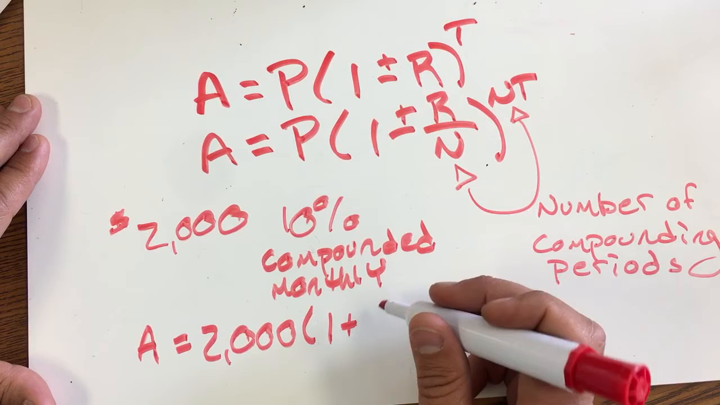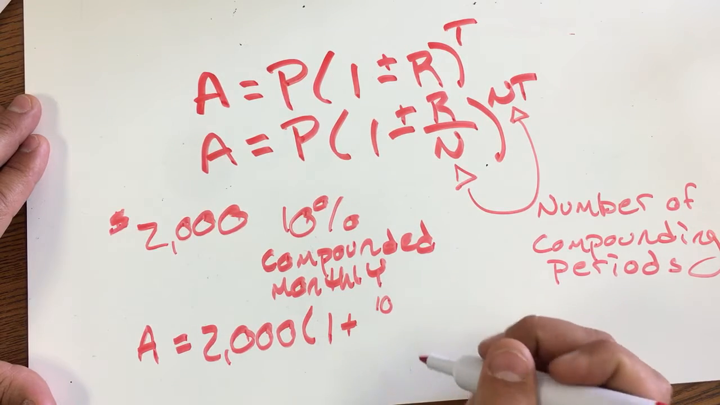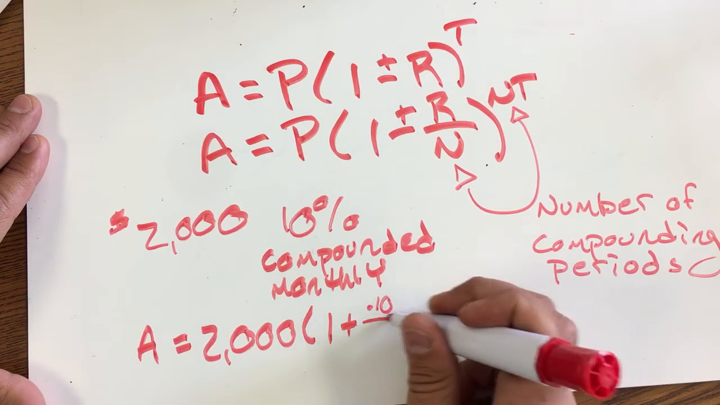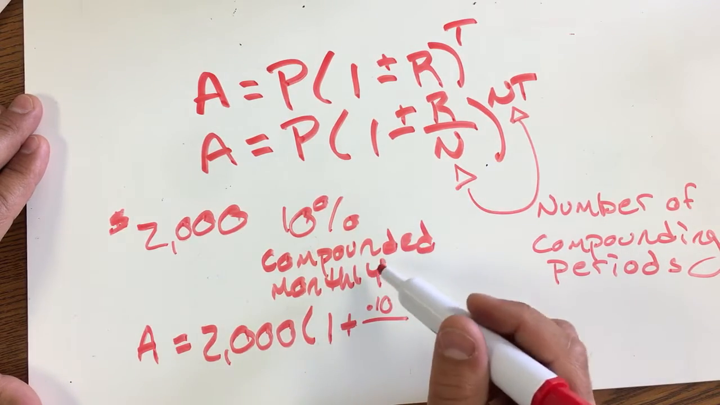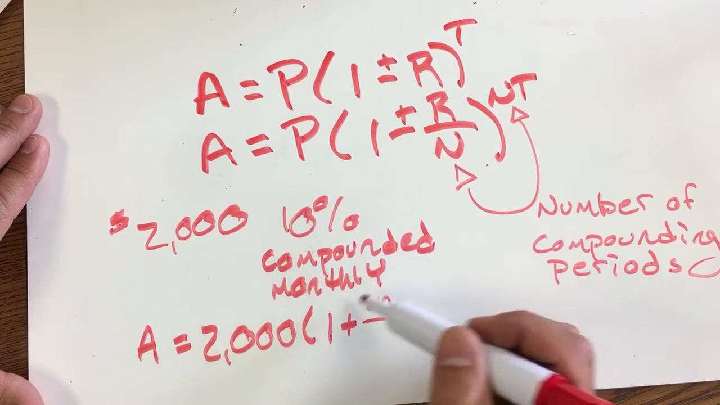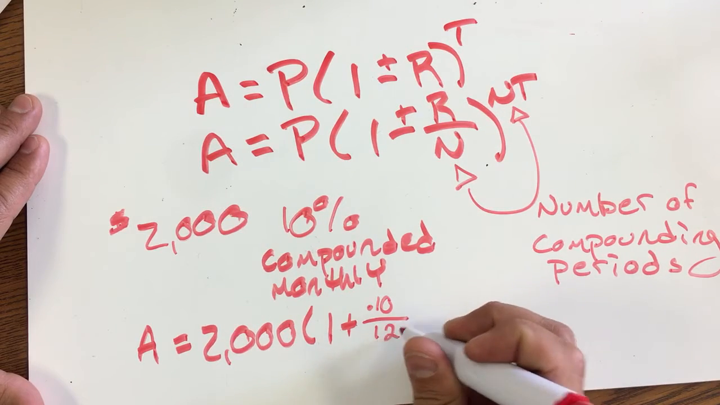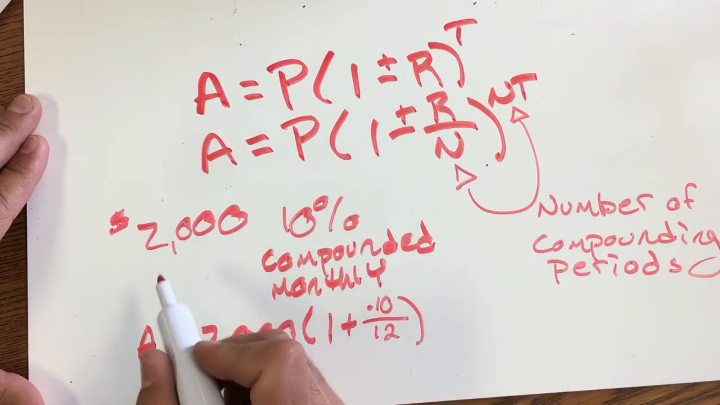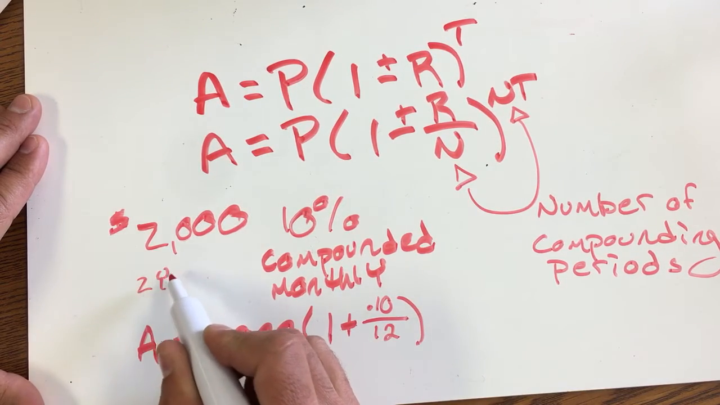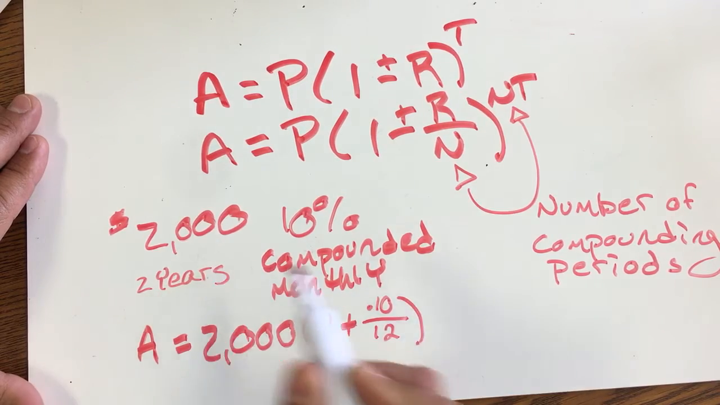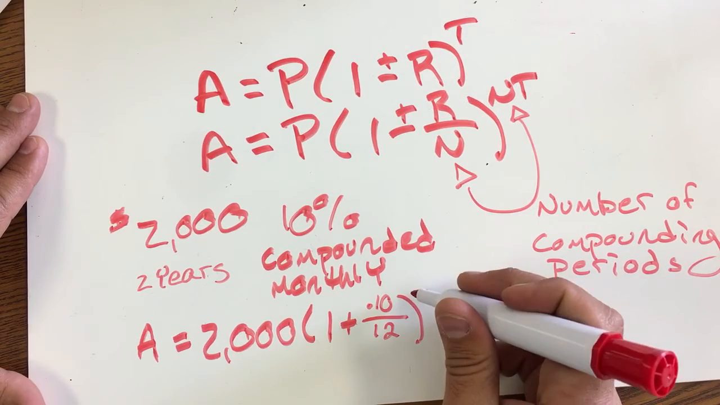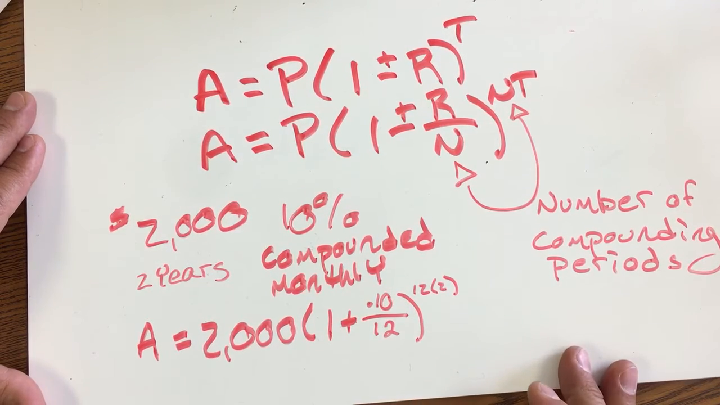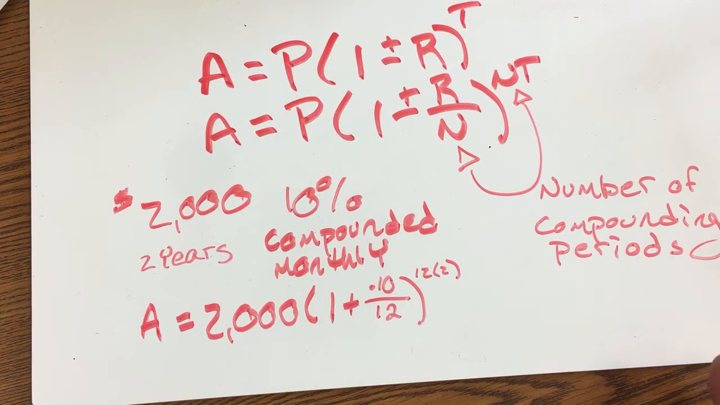I do know the rate. The rate is 10%, and I need to put it as a decimal, so 0.10 over the number of compounded periods. It's compounded monthly, so there are 12 months in a year, so I'm going to put it over 12. And I didn't tell you how many years, so let's say 2 years. So right here, I'm going to put 12 for the number of compounding periods times 2 for the number of years. So I'm going to put that in my calculator.